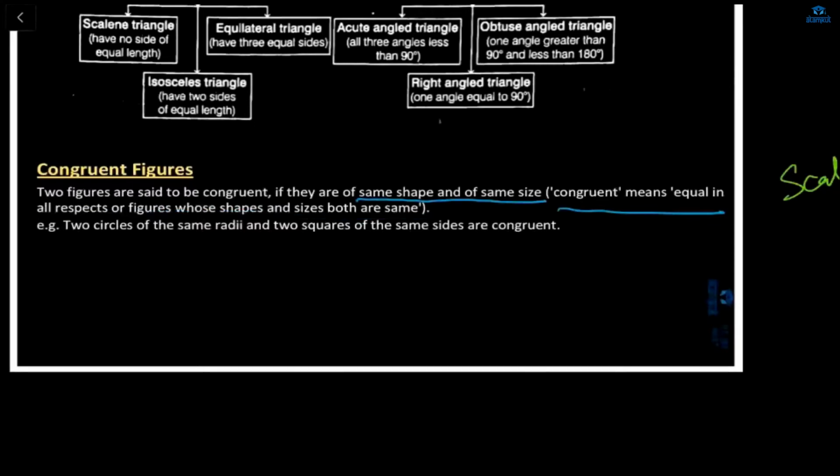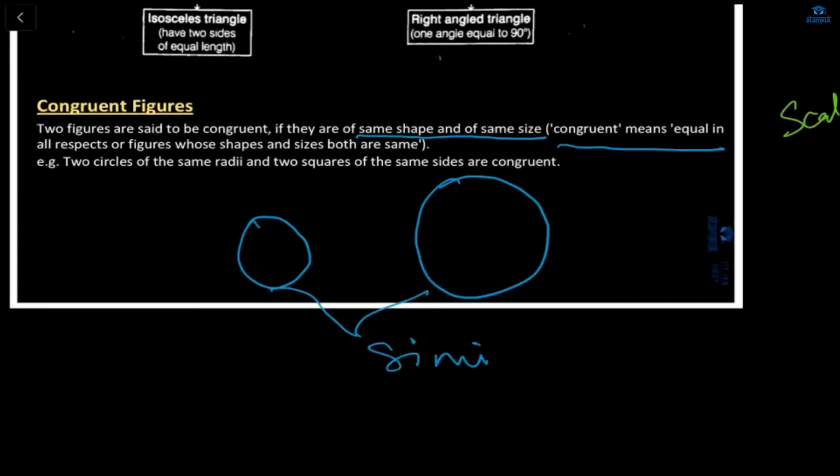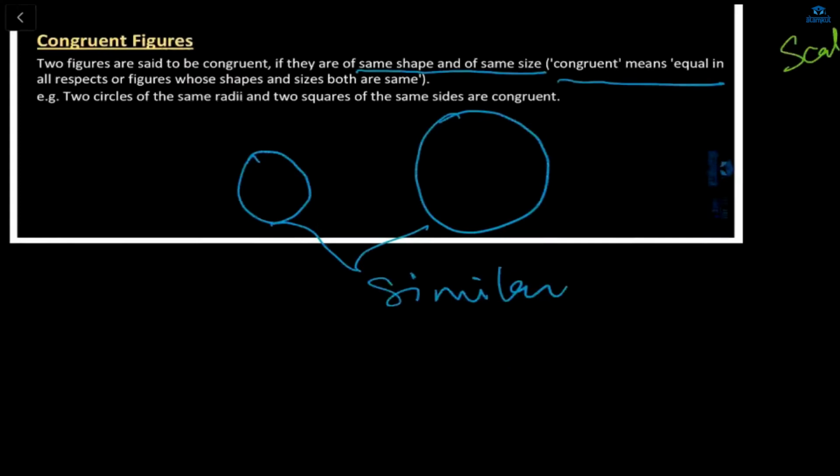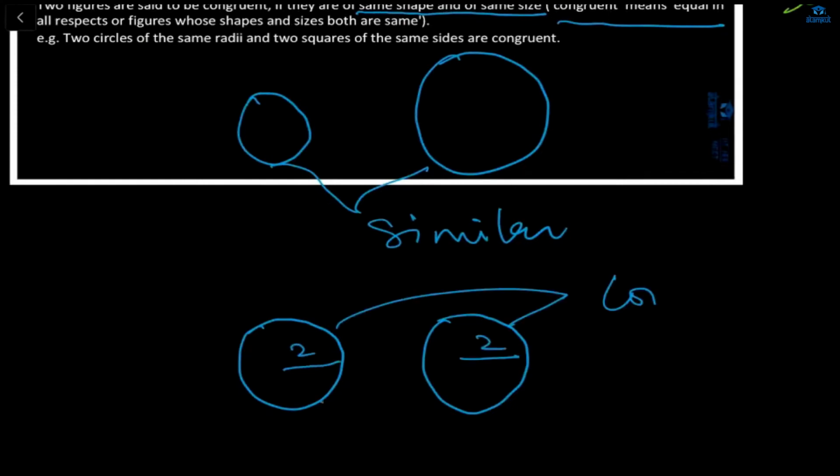Now, example: two circles of the same radius and two squares of the same side are congruent. If you see similarity, then this circle is similar to this circle, but it is not congruent. These two are similar. But if you are proving congruency, the size also matters. Then they both are congruent. Understood? Yes, ma'am, got it.